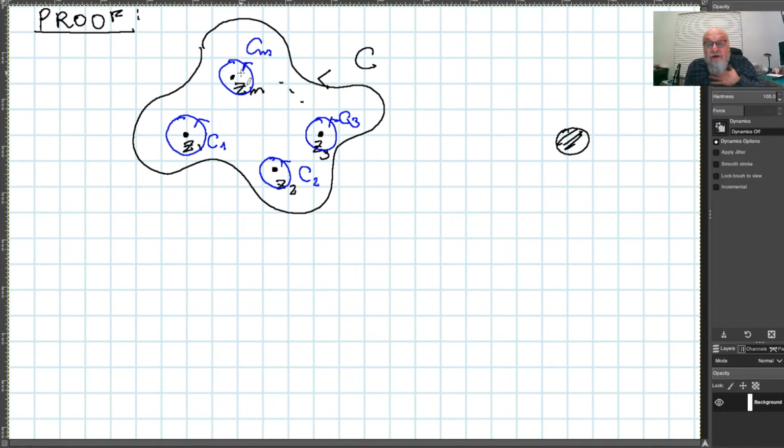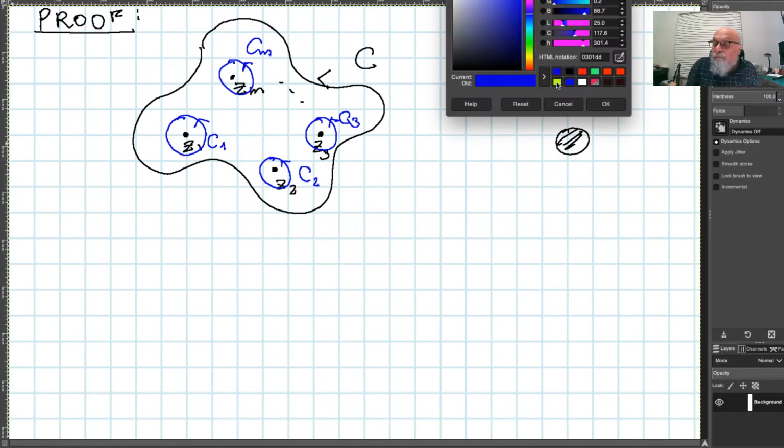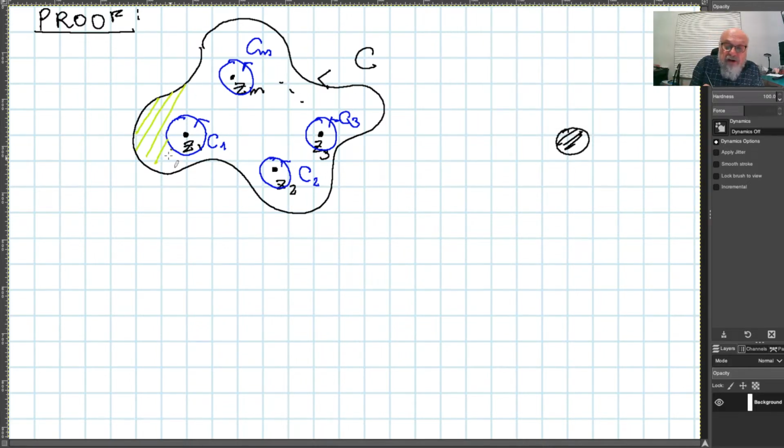And now you can look at the area which is in between these circles and the contour C. So which area? This area. Now I'm shading the area in between these circles. Call this greenish or yellowish area simply G. So this is in between these circles.